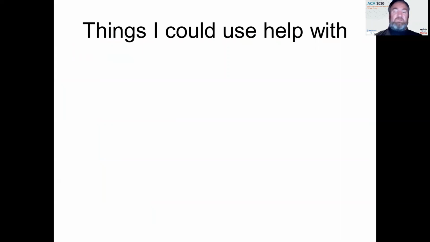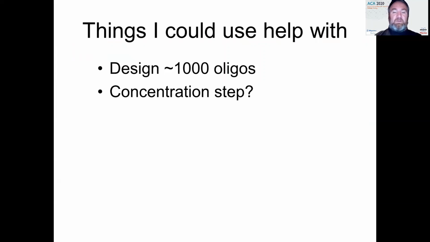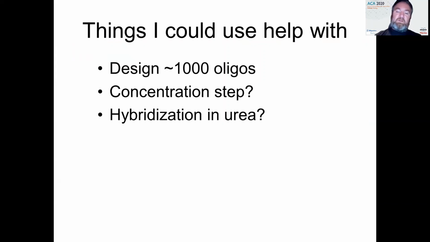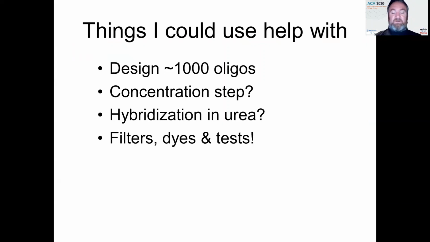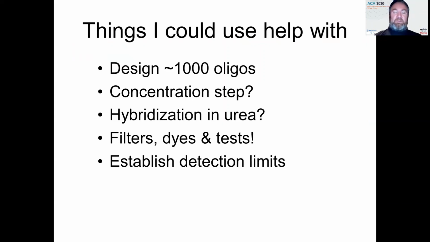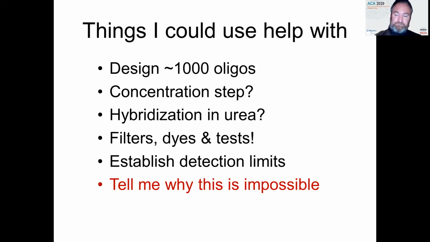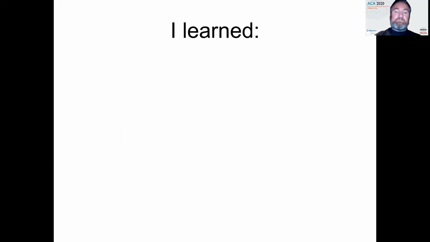So things I could use some help with, if you know anyone, is designing 1,000 oligos for the SARS-CoV-2 genome. Concentration steps that could be easily done by a novice are tricky. Haven't found a lot of good literature on hybridization in urea. I'd like to know more about that. Anyone who wants to try a filter and a dye and test it on their phone, this is pretty easy to do. I'm literally in my garage right now doing these sorts of tests. And establishing what the detection limits are will make or break this type of approach. But more than anything, I'd like you all to tell me why this is impossible, so we can figure out together how to make something like this work.